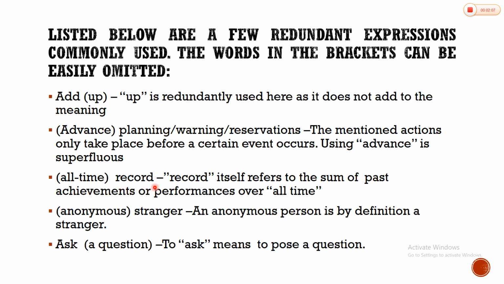All-time record. Record itself refers to the sum of the past achievements or performance over all time. So we are not required to use the word all time with the word record. Anonymous stranger. An anonymous person is by definition a stranger. So we should not use the word anonymous with the word stranger. We can just use the word stranger itself.